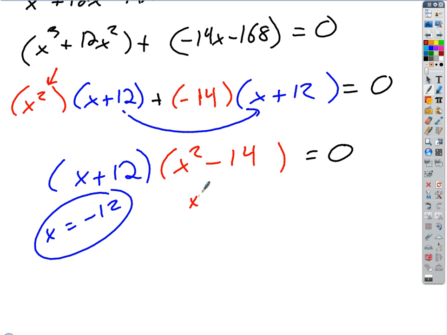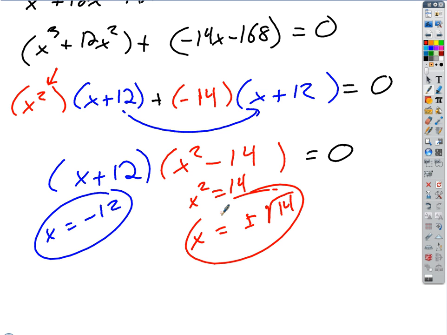So I would get x squared equals 14, so x equals plus or minus what? Plus or minus square root of 14. So those are my 3 solutions then, right? 3 zeros. Yeah. Okay.